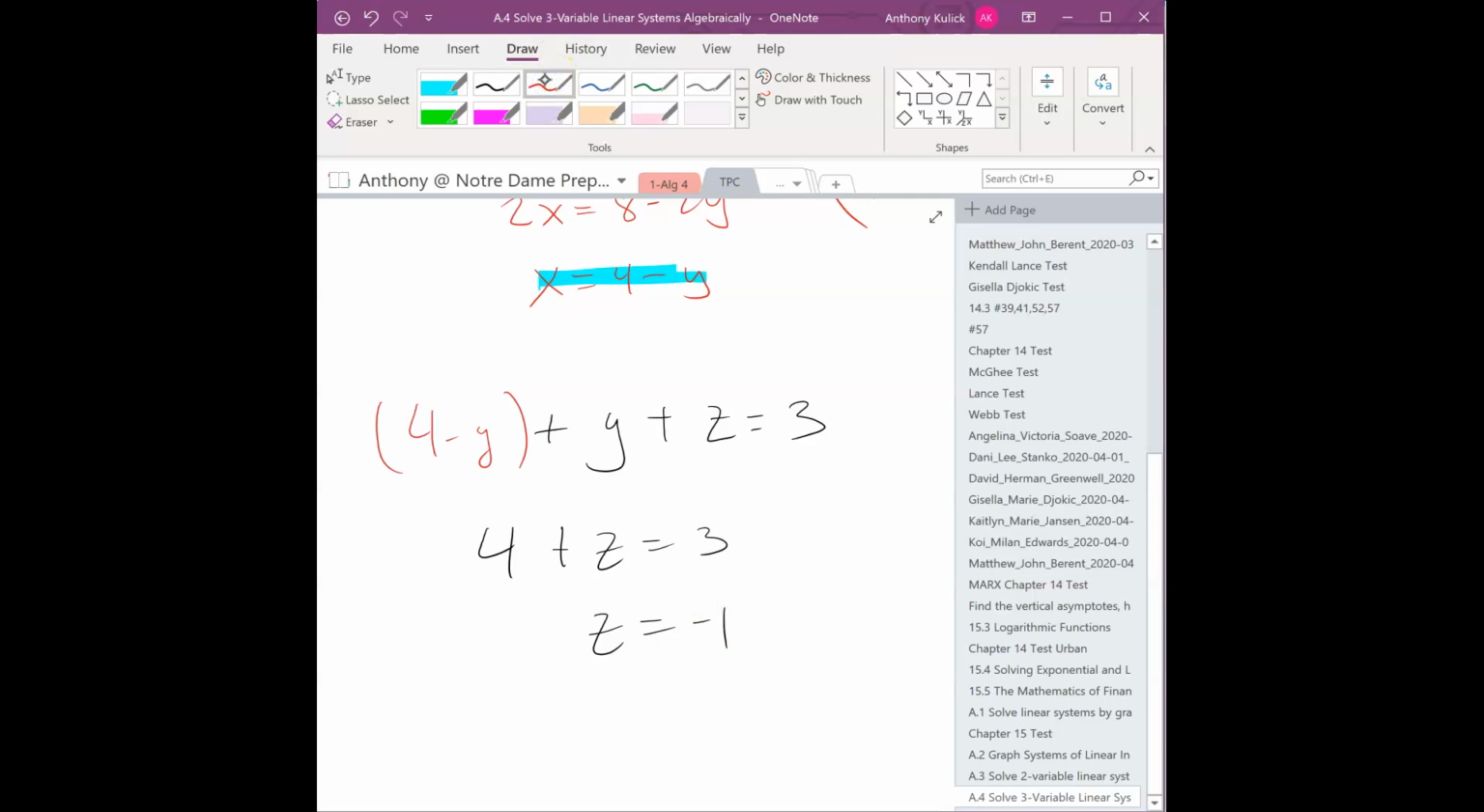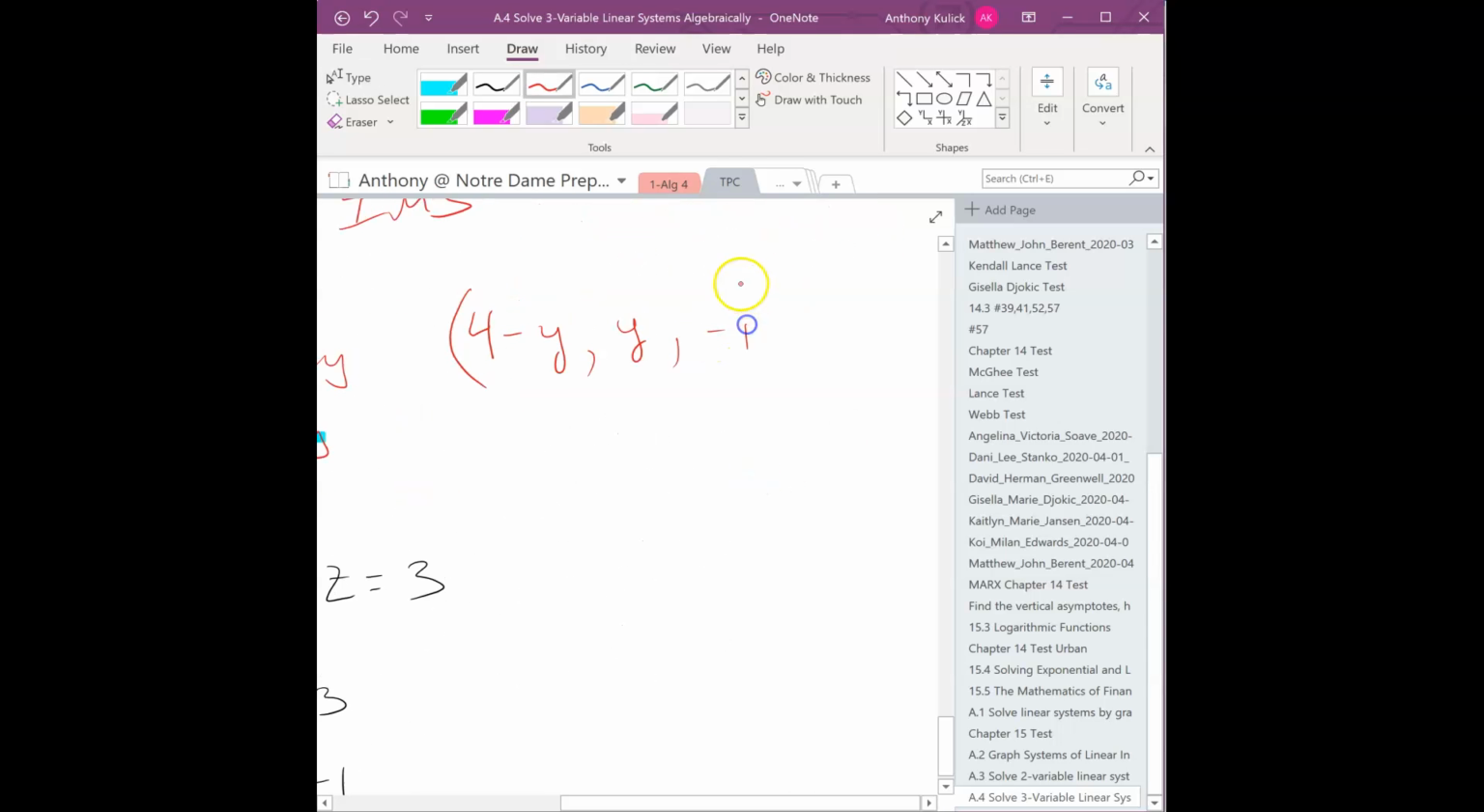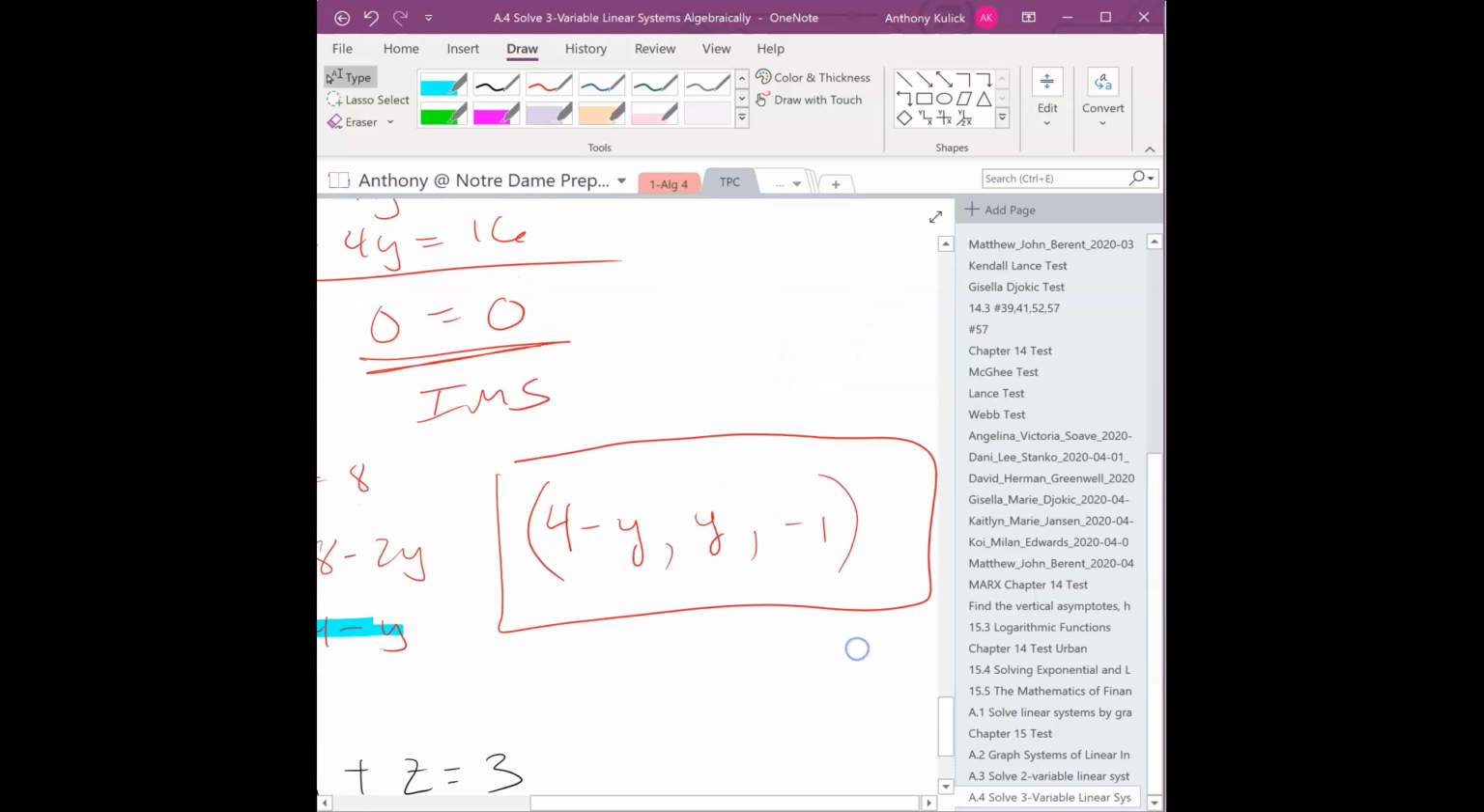This was a special situation where the z was a constant. Would not be uncommon for you to get the answer for z in terms of y there. But this is describing our infinitely many solutions. So if I pick a value for y, say 0, when I plug 0 in for y, I'd get the ordered pair 4 minus 0, or just 4, 0, and then negative 1.